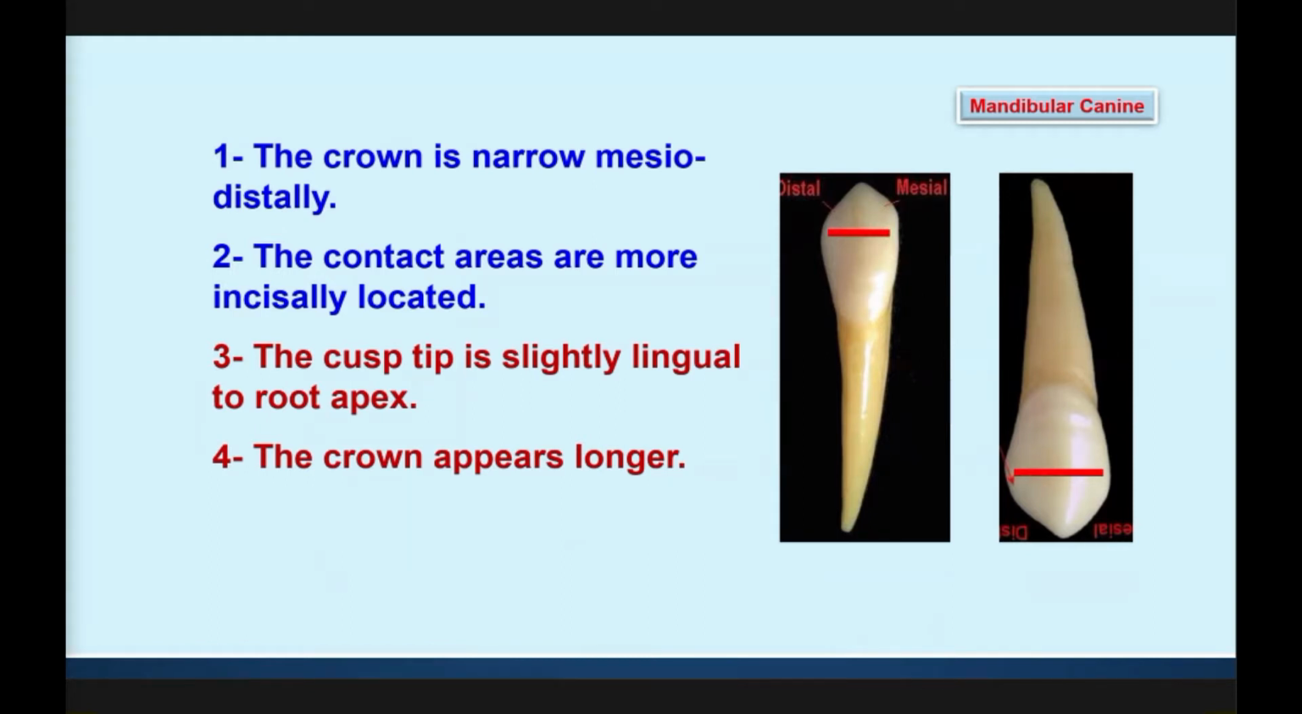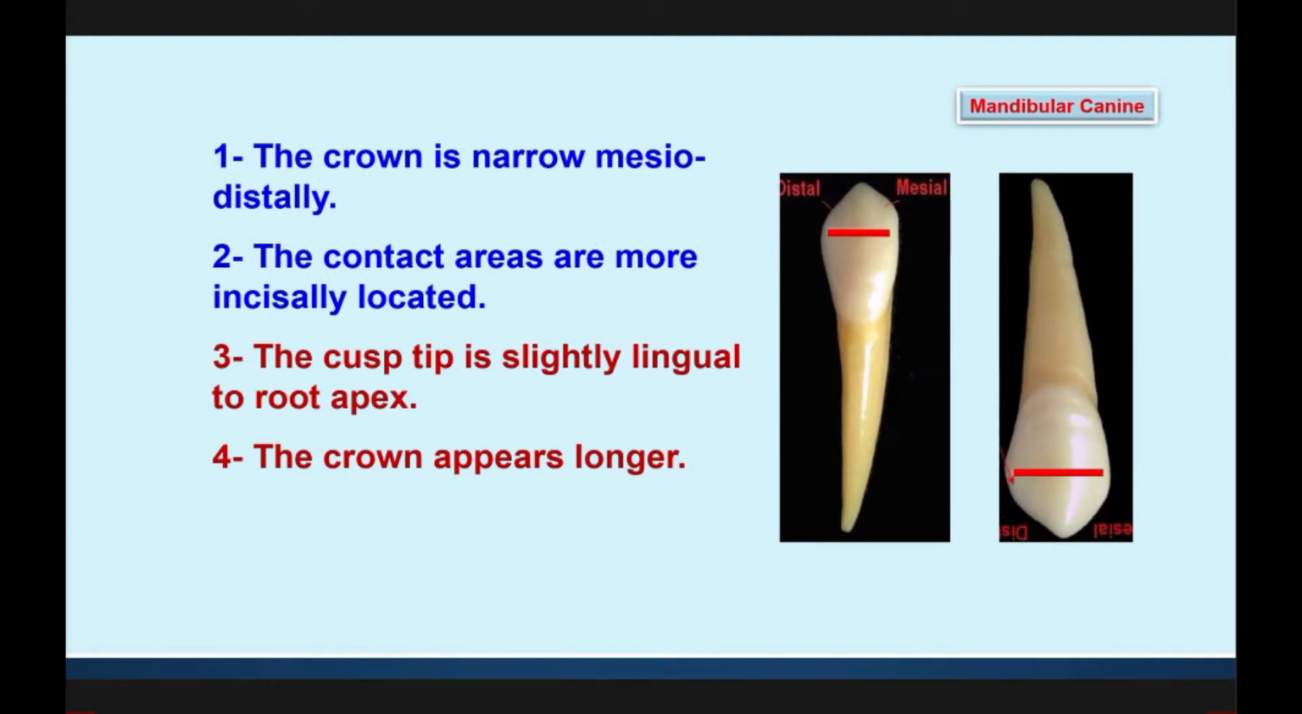The contact areas are more incisally located. You see, the contact areas are more incisally located means the cusp tip is not that much sharp. Here, the cusp tip is very sharp, and that is why the cuspal ridges are very long in comparison to mandibular canine. So it looks like a very sharp tooth. But in case of mandibular canine, you can check with your mouth in the mirror that the lower canine is not that much pointed. The contact points are a little bit more incisally located.